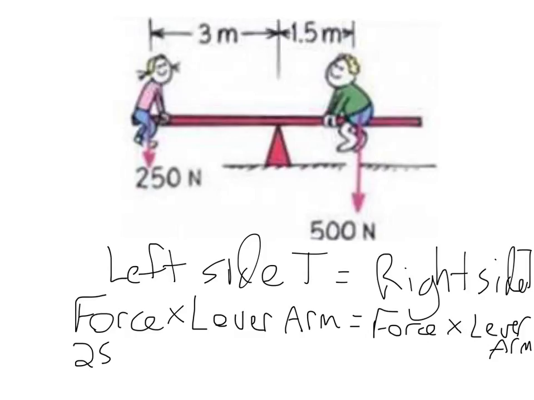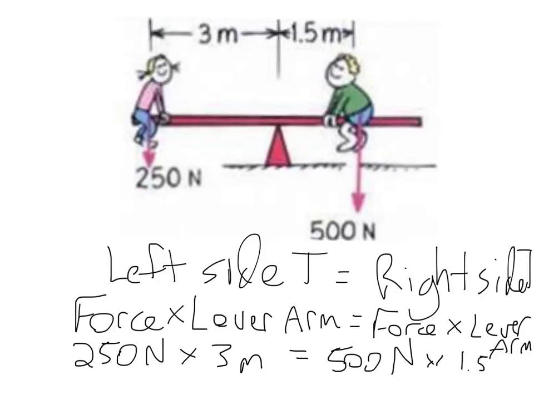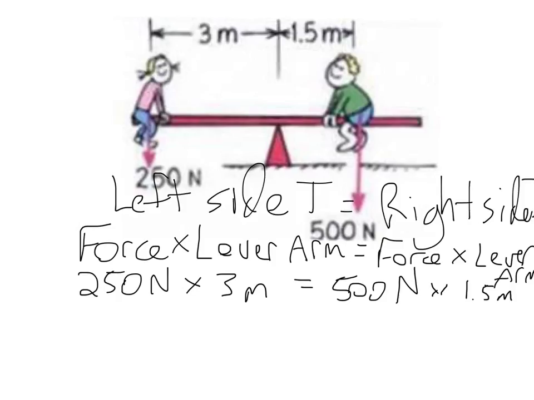The force on the left side for the girl that's to the left of the pivot point is 250 newtons. The distance that she sits from the pivot point is 3 meters. The force or weight of the boy on the right side is 500 newtons. And the distance that he sits from the pivot point is 1.5 meters. And if we work this out, you could probably do this in your head. 250 times 3 is 750.